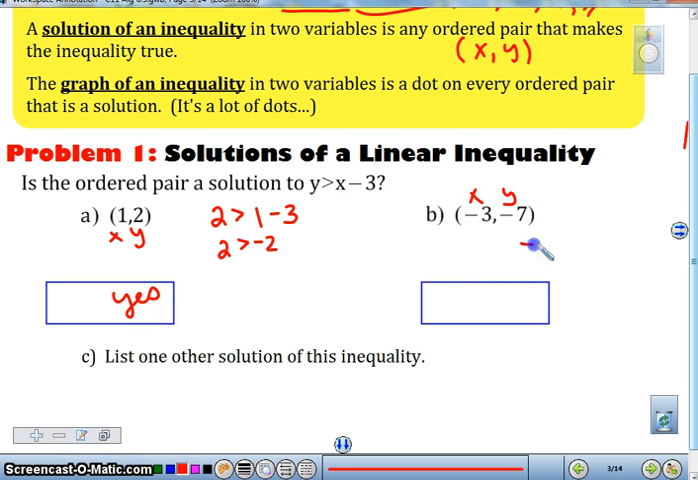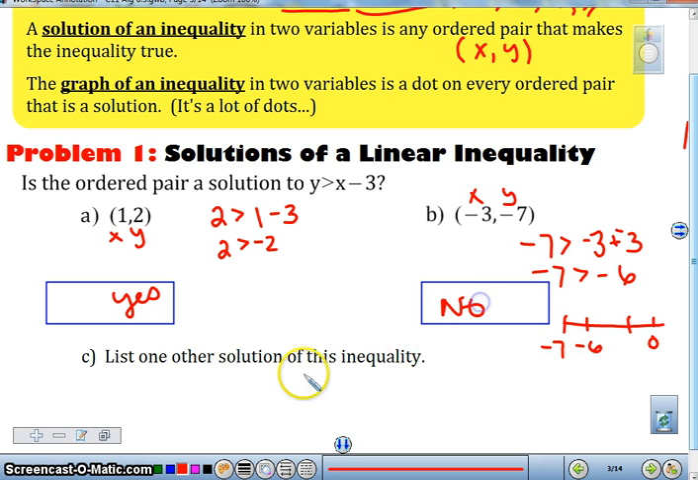If we are looking at this problem and we have x again and y, is it a solution? So we're going to put negative 7 is greater than, and now we're going to put our x, which was a negative 3 minus 3. So is negative 7 greater than, and again remember subtraction can be rewritten as plus a negative, 6. And if you think about that, greater number, so here's 0, here would be negative 6, here's negative 7. Is negative 7 greater than negative 6? No.